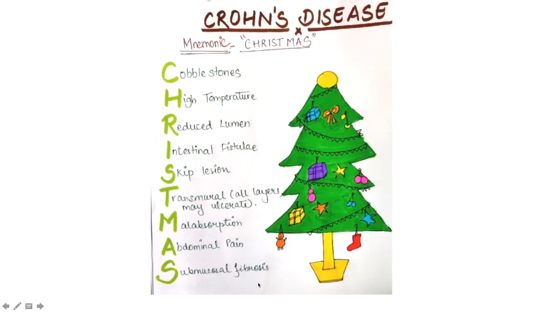Crohn's disease, another handy mnemonic is that of CHRISTMAS. So cobblestoning on histology, right? H is for high temperature, that speaks to the fever. R is for reduced lumen.